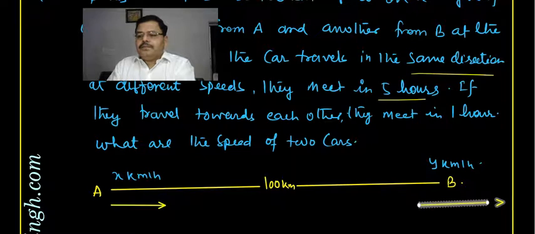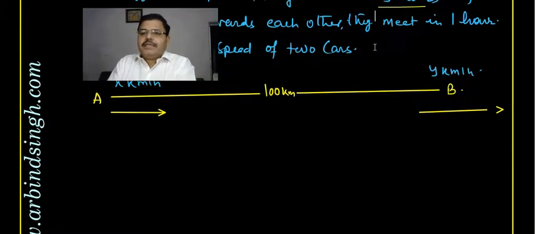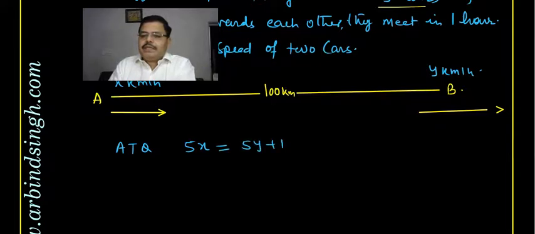So here, A and B are in the same direction, then the distance traveled by A will be more than the distance traveled by B. In that case, the distance traveled by A according to the question is 5x, and this distance is equal to the distance traveled by B plus 100 km, that is 5y plus 100 km. So we can write x is equal to y plus 20. This is the first equation.